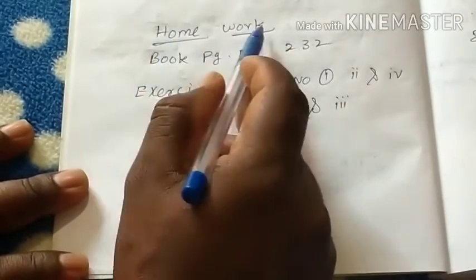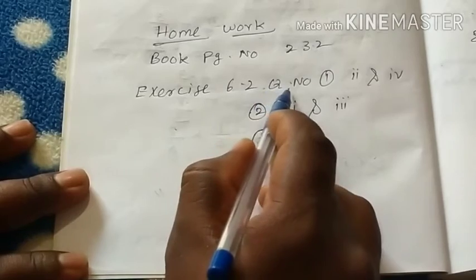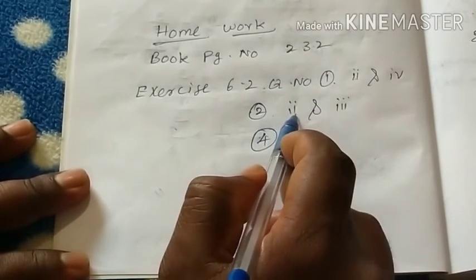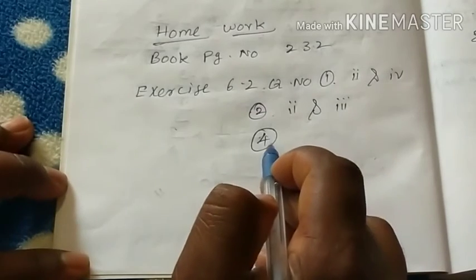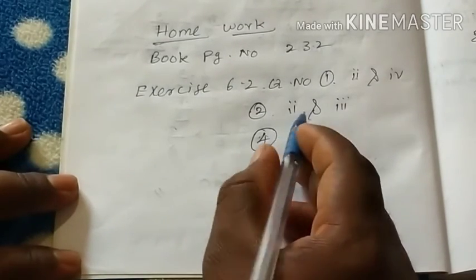Okay, dear students, today's homework: comma book page number 232, exercise 6.2, question number 1, second and fourth subdivision, question number 2, second and third subdivision, question number 4. Okay, using the table and solve the sum.